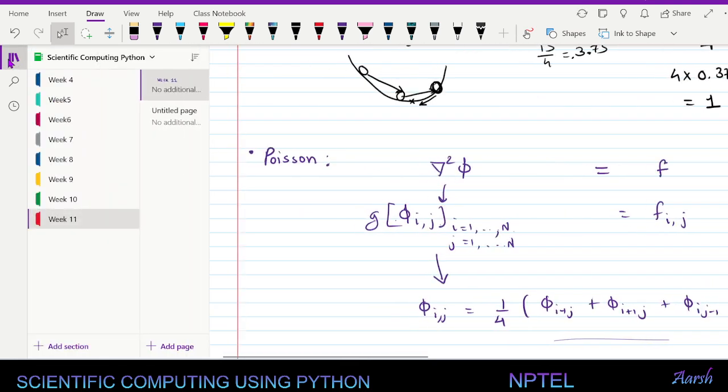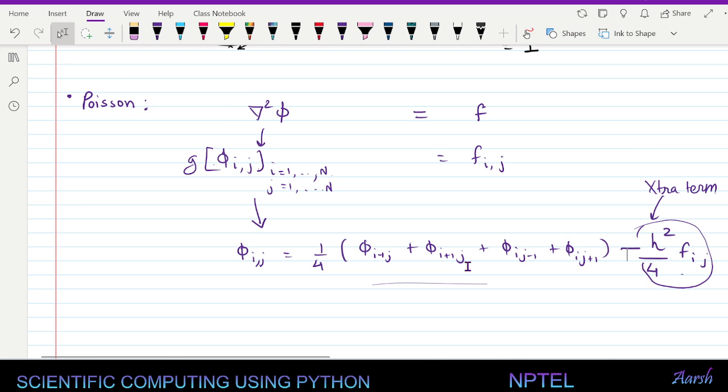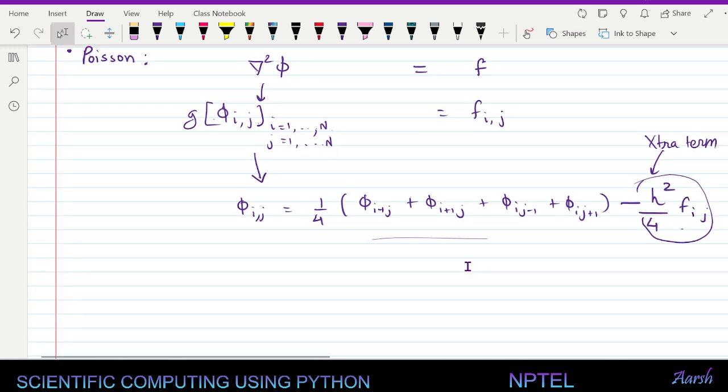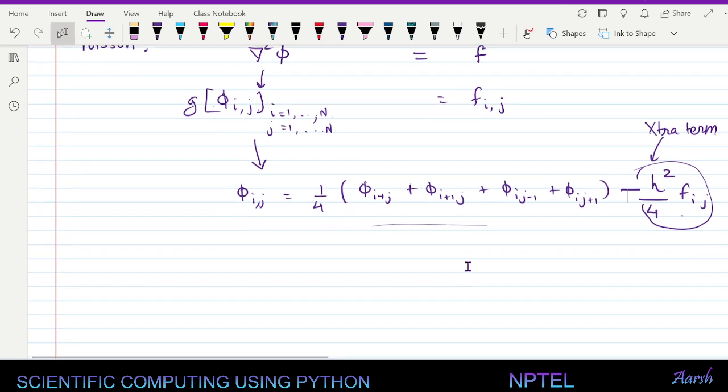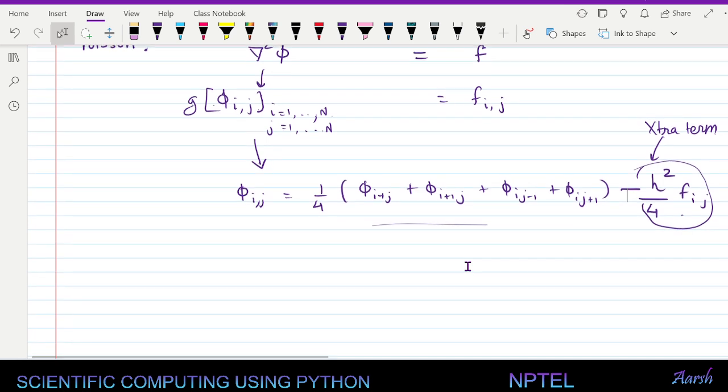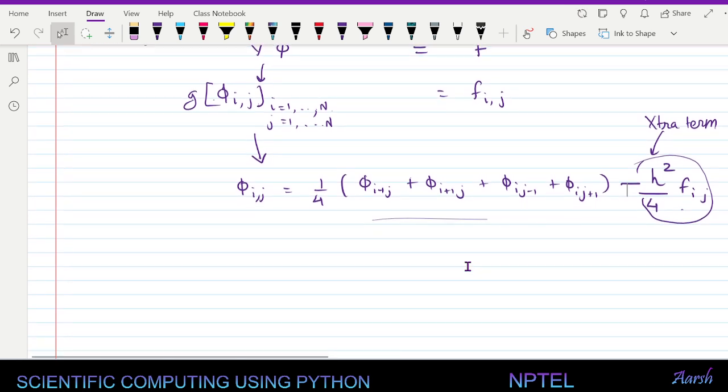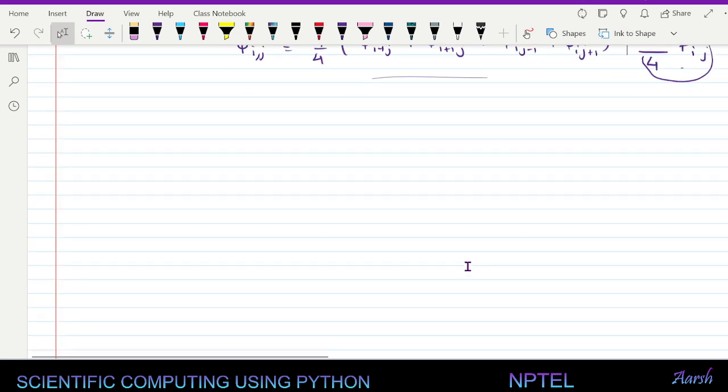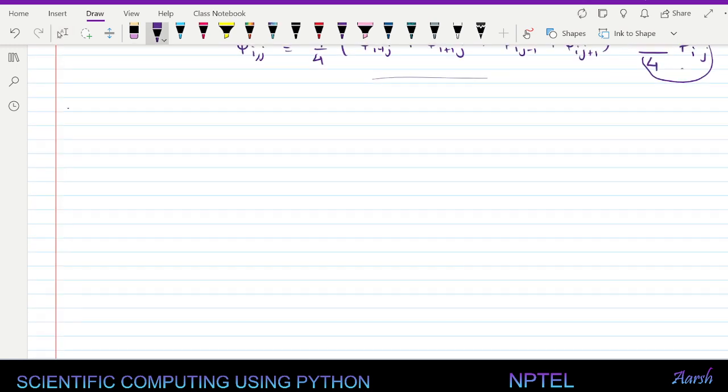This h square by 4 comes because of the average of that set. Means if we take the Laplace and then divide by h square, and on the right side 4 is already there, how does this 4 come in the second term, the extra term? Okay, let's just do it properly. So del square phi is del 2 phi by del x2 plus del 2 phi by del y2.